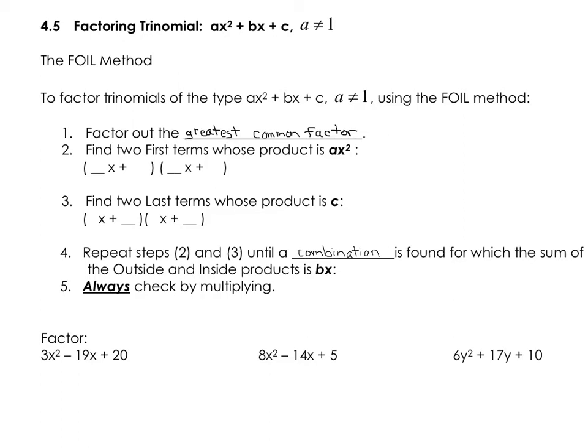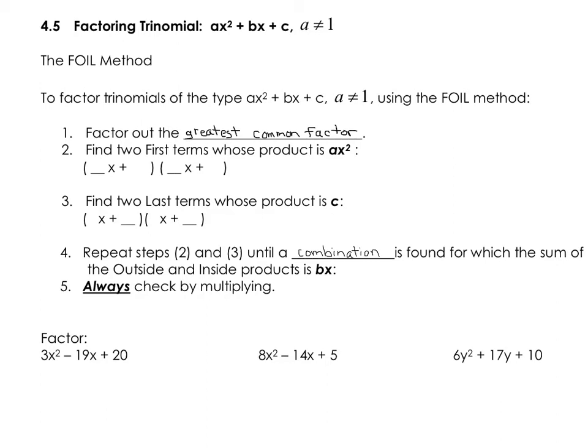Section 4.5, we're going to be factoring trinomials of the form ax squared plus bx plus c. A cannot be 1. Before, we were factoring trinomials that had a equals 1. We just had x squared. We didn't have a number there. This time, we'll have a number there, and we'll see how that changes things. The FOIL method is still what we will be using. We'll be thinking about first, outside, inside, and last. As before, we factor out the greatest common factor.